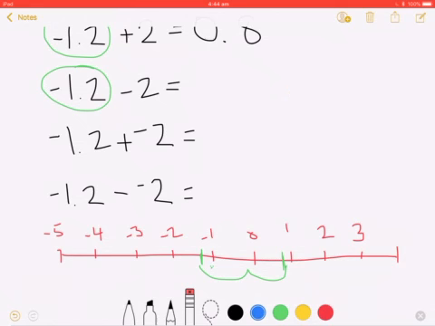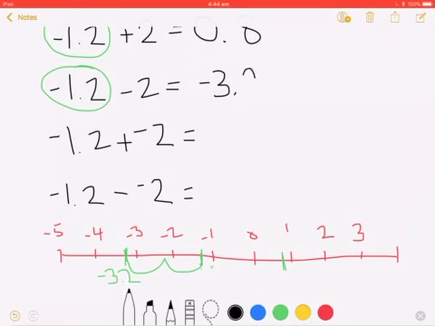So the same deal applies for this. This time I'm going to be starting at 1.2, which is here, and I'm going to jump 2 to the left. 1, 2. And that gets me here, which is negative 3.2. So I'll write my answer in negative 3.2.